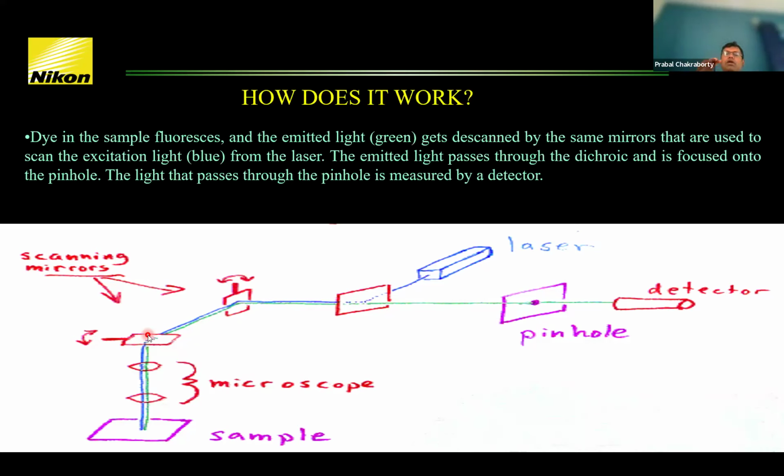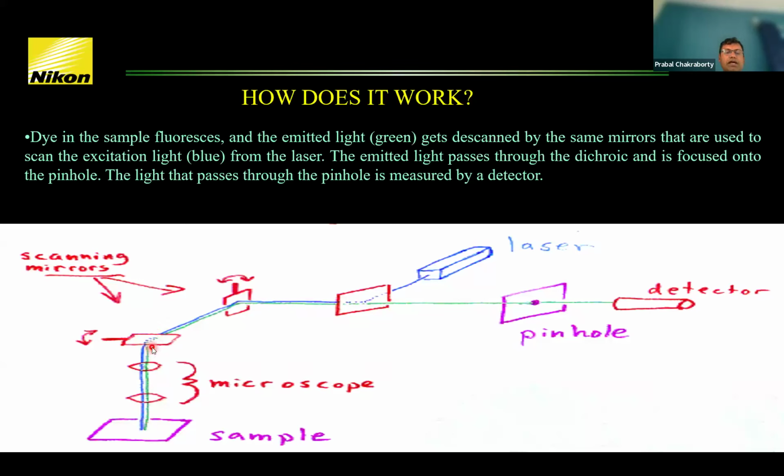Probably you have seen in confocal imaging, we generally capture 512 by 512 resolution: 512 rows and 512 columns. We can scan pixel by pixel with point scanning confocal microscopy. This is one scanning mirror, and this is the second scanning mirror, and by the coordinated movement of these two scanning mirrors, we can scan the entire sample.